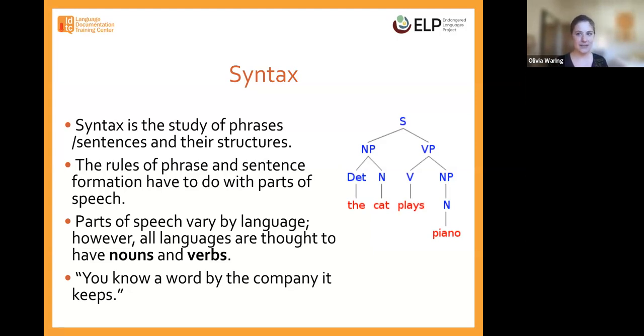So you can't take it for granted that every language has the exact same part of speech inventory as your own language. It's pretty well accepted that all languages have nouns and verbs, although there is even some discussion about that. There is some evidence to suggest that some languages might not have nouns, which is mind-blowing. Regardless, the way to tell what type of part of speech you have is encapsulated by this little sentence here, which is, you know a word by the company it keeps. You can figure out the part of speech based on the things that exist around that word.